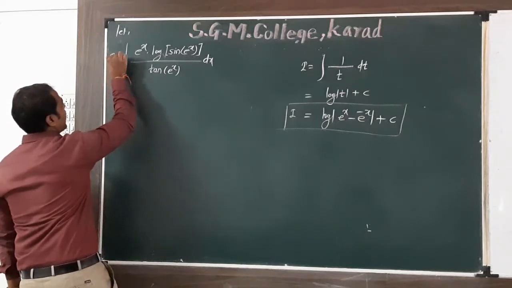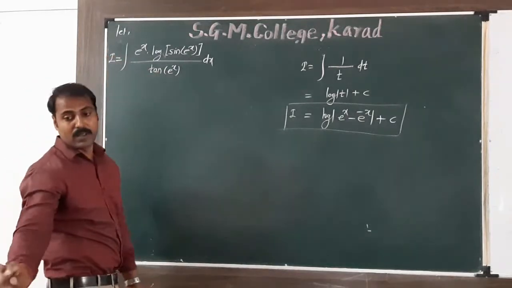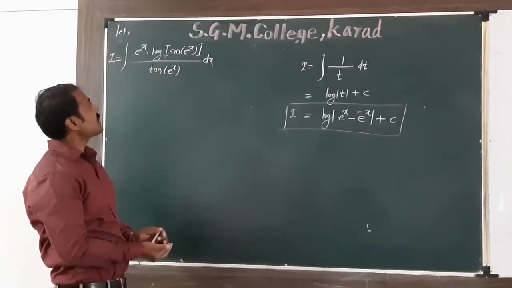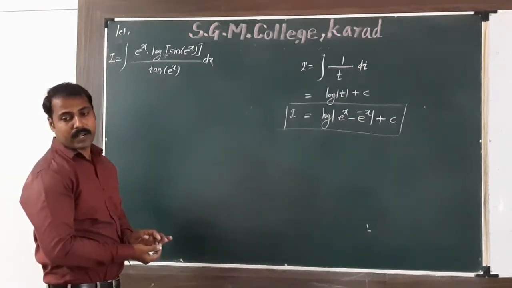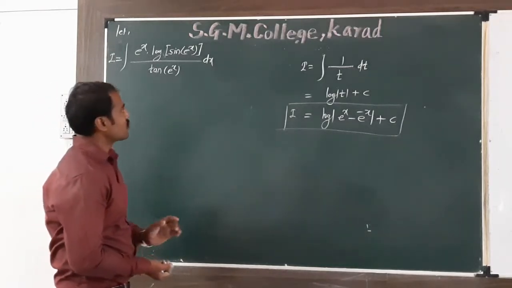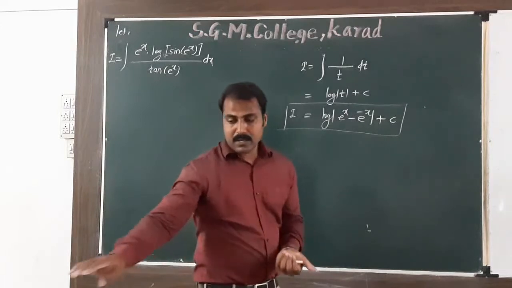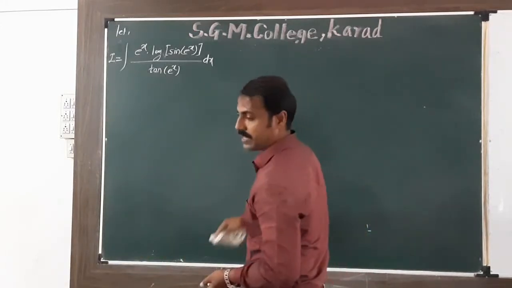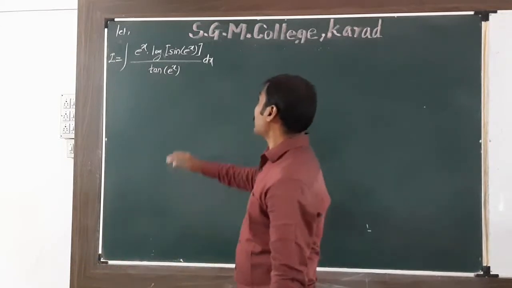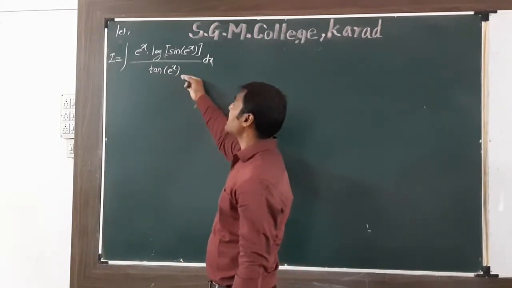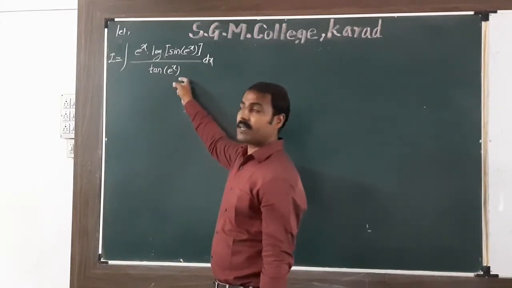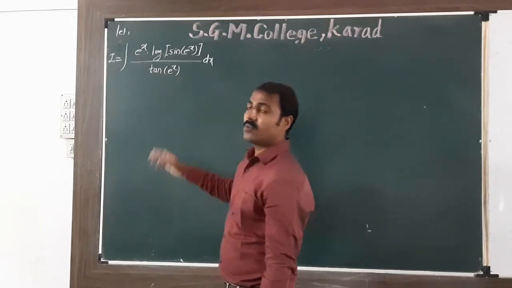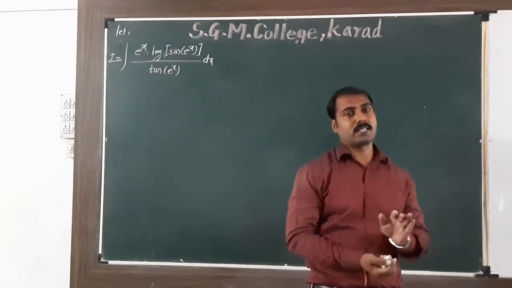So let I is equal to the integration of e raised to x into log of sine of e raised to x, divided by tan of e raised to x, dx. Now, look at this. Here in the above example, we know that the derivative of e raised to x is e raised to x. So we could substitute for e raised to x.